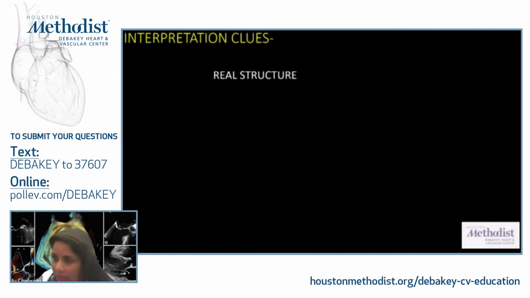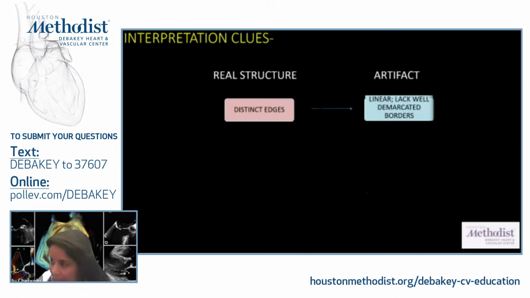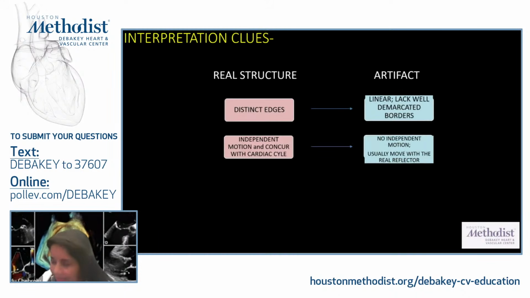And finally, some of the interpretation clues as to how we differentiate a real from an artifactual structure. Real structures usually have distinct edges, versus artifacts, which usually lack well-demarcated borders. Real structures always have independent motion and concur with the cardiac cycle. Artifacts usually don't have independent motion and usually move with the real reflector.